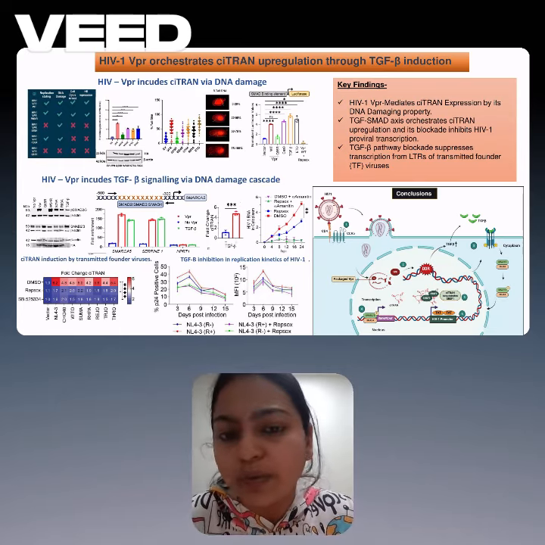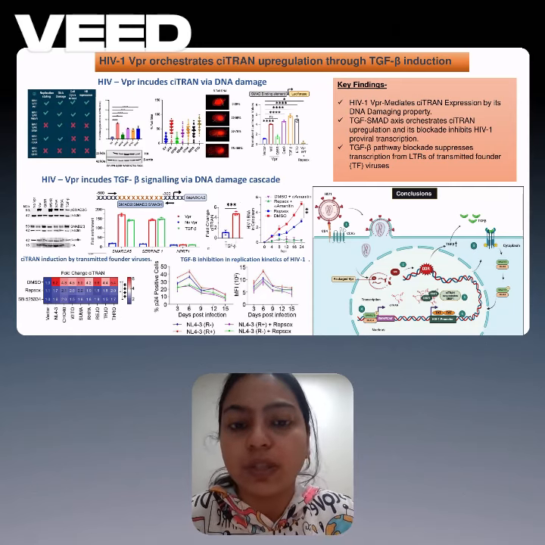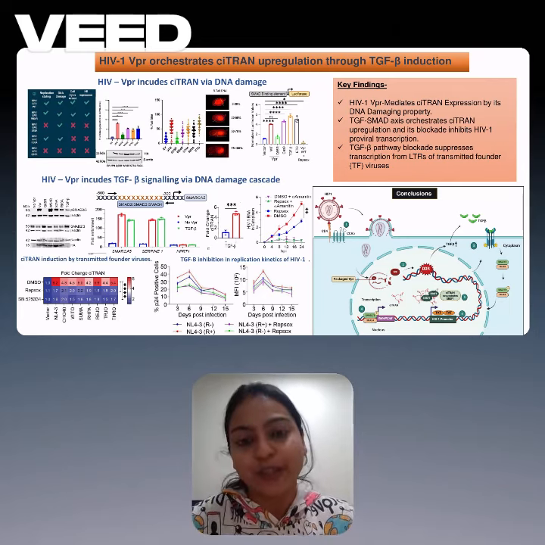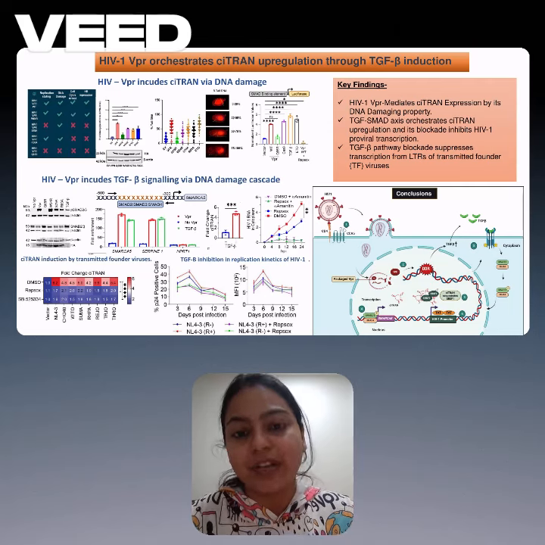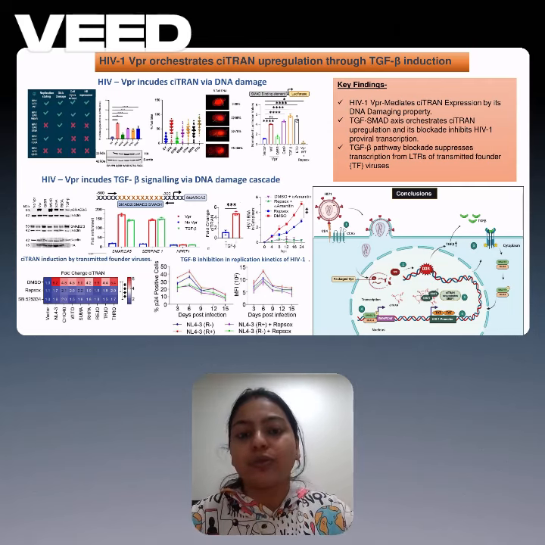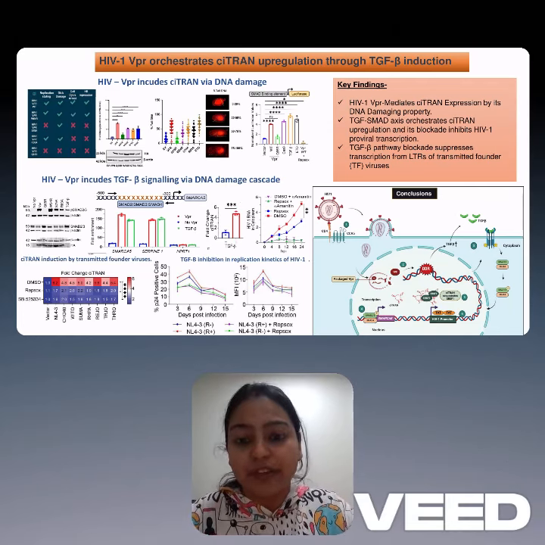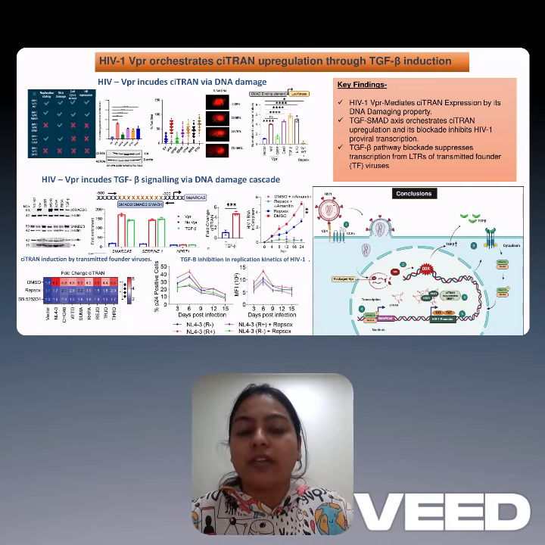And in conclusion, what we found was that packaged Vpr was able to induce DNA damage, which downstream led to TGF beta induction, and then phosphoSMAD2/3 was able to induce this ciTRAN, which sequestered SRSF1, through which the HIV-1 promoter was able to transcribe effectively. That's how the ciTRAN induction takes place and it reduces the infectivity.